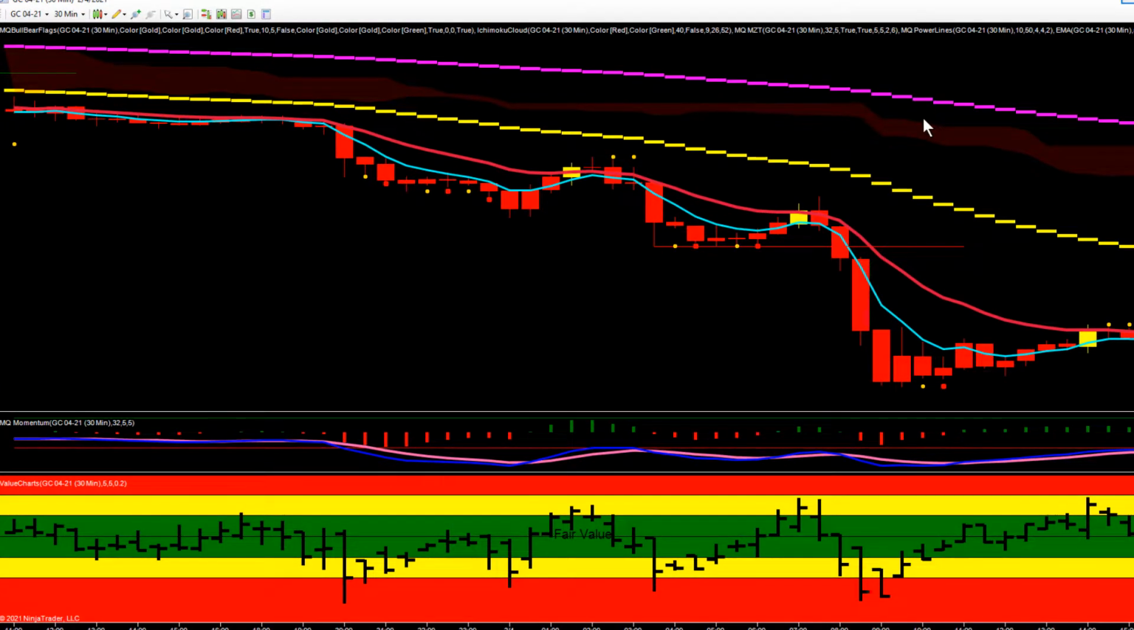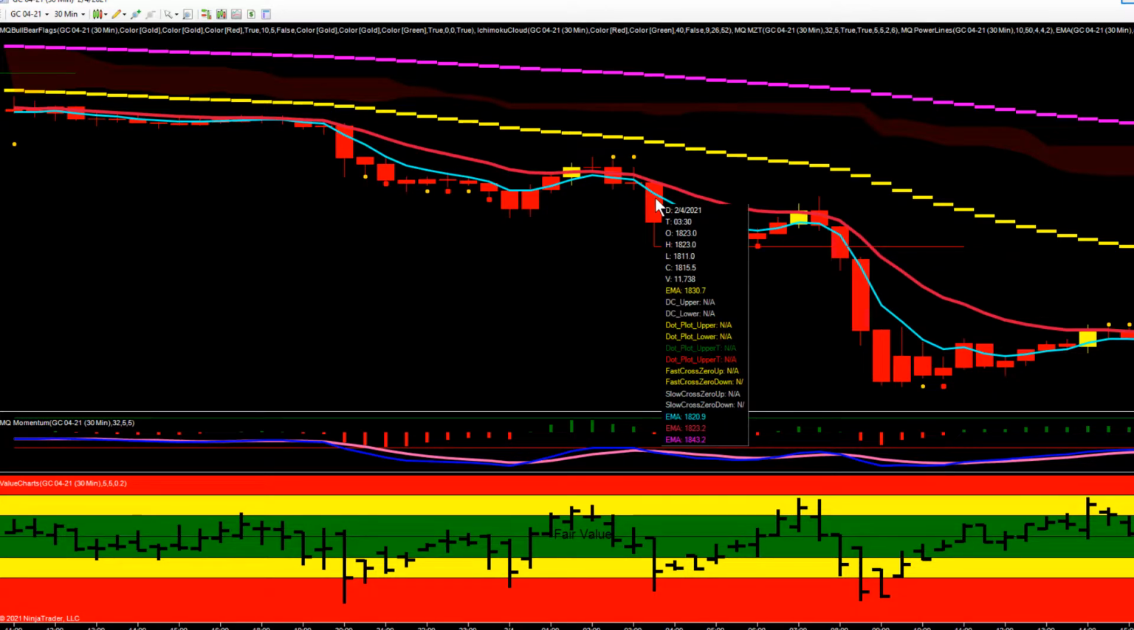And here's our 30-minute chart, right? And here's where that bear flag on the 240 triggered in the overnight. And you see it dropped down, consolidated, set up this power line. So we had a well-defined support line right here. This support line was at 1811 even.